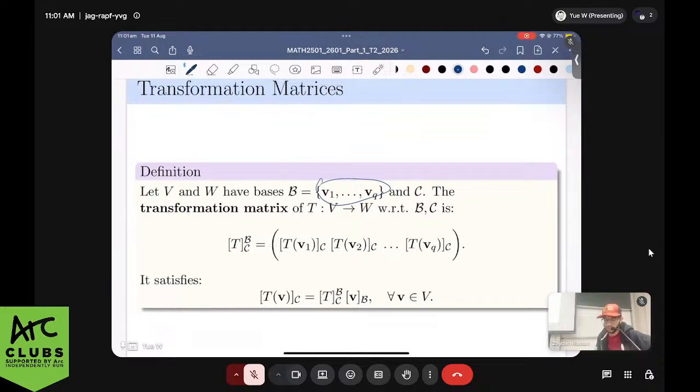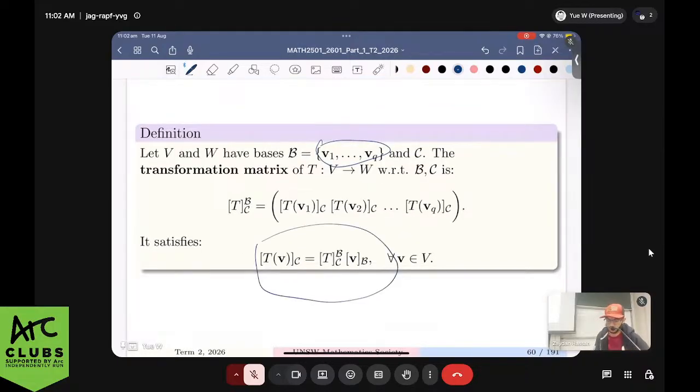So if you want [T]_BC, which just means you're using the basis B in the domain and the basis C in the codomain, you write B on the top and then C on the bottom, and then it will be this. So [T]_BC equals this is like A, [v]_B, or [T(x)]_C = A[x]_B.